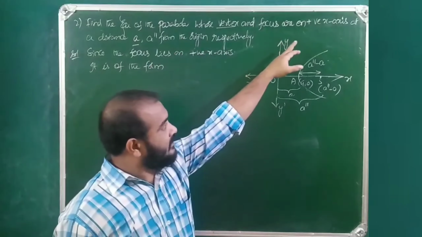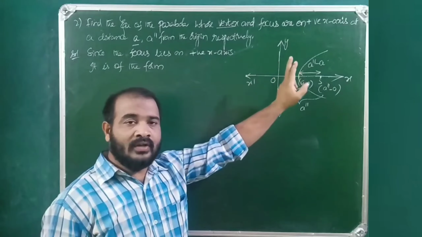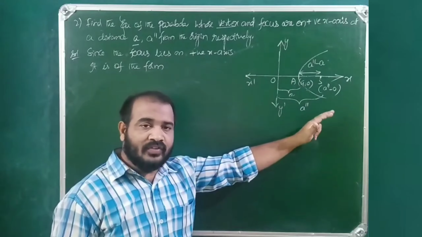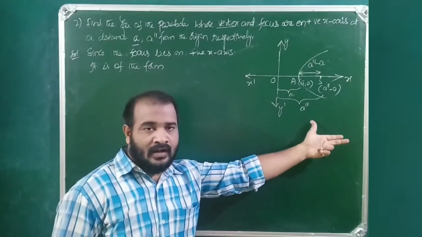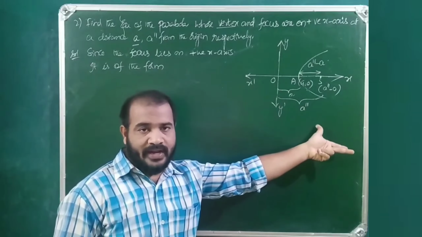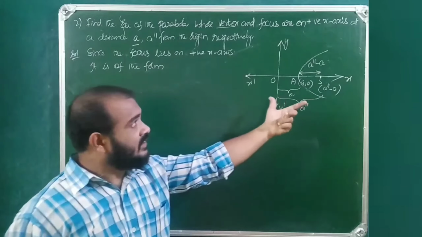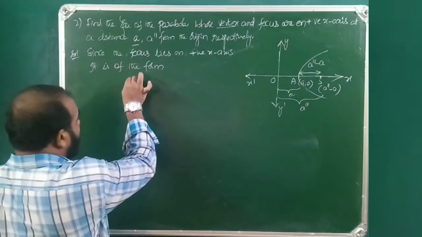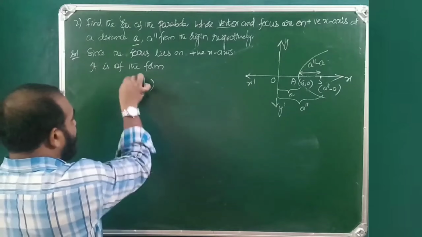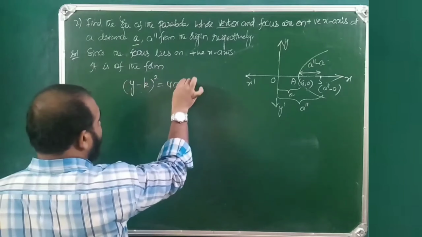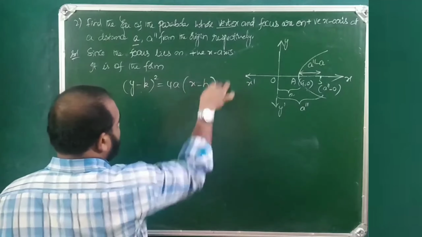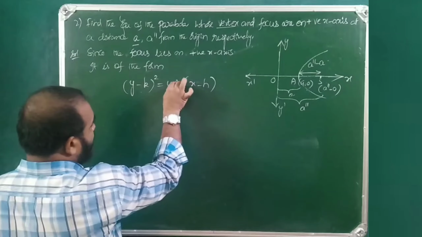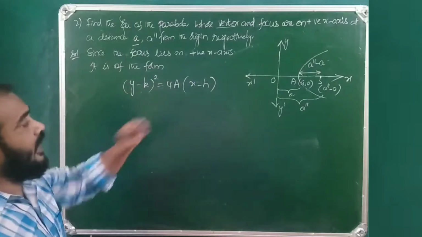So the principal axis is the x-axis. If the principal axis is the x-axis, that is, symmetric about the x-axis, y square is equal to 4ax. But here the vertex is not at the origin, so it is (y minus k) whole square is equal to 4a into (x minus h). Since a is already used, I will separate it with a dash.